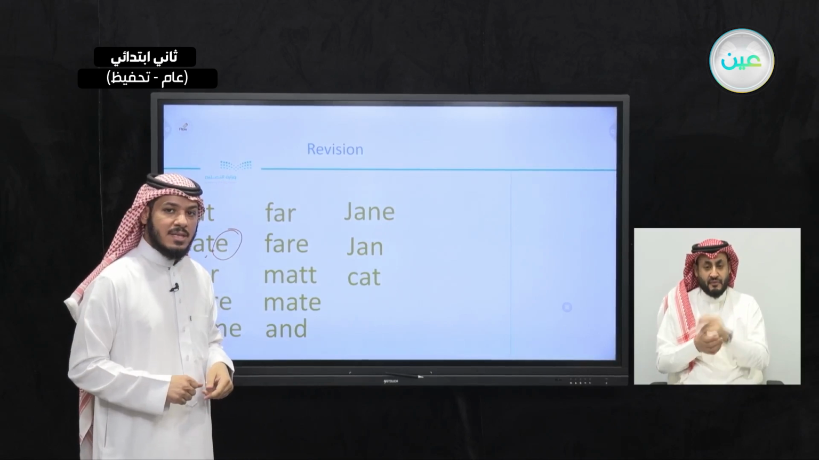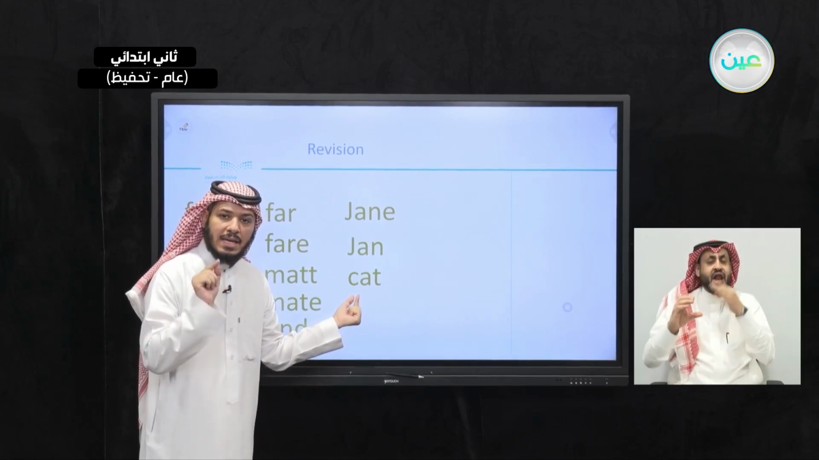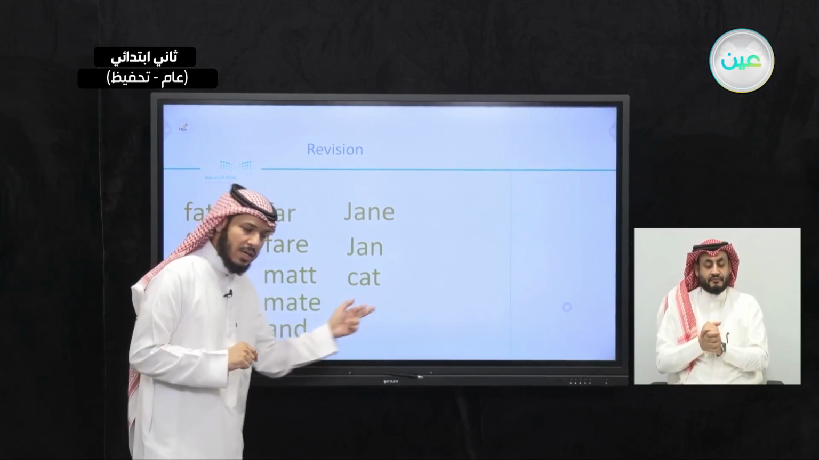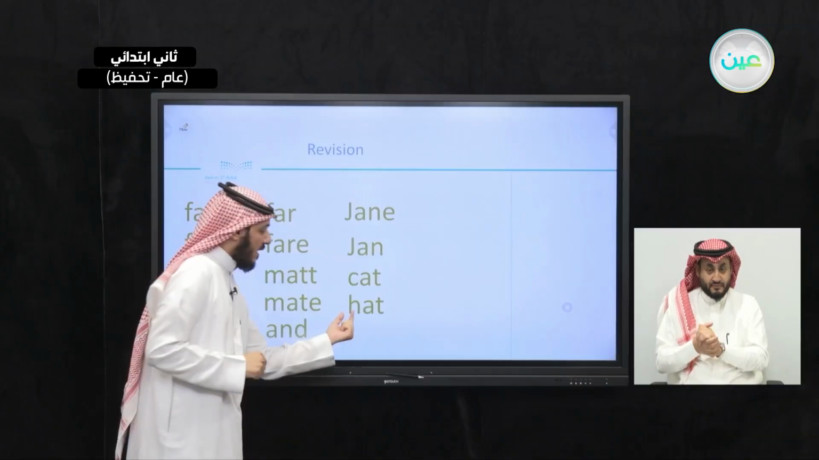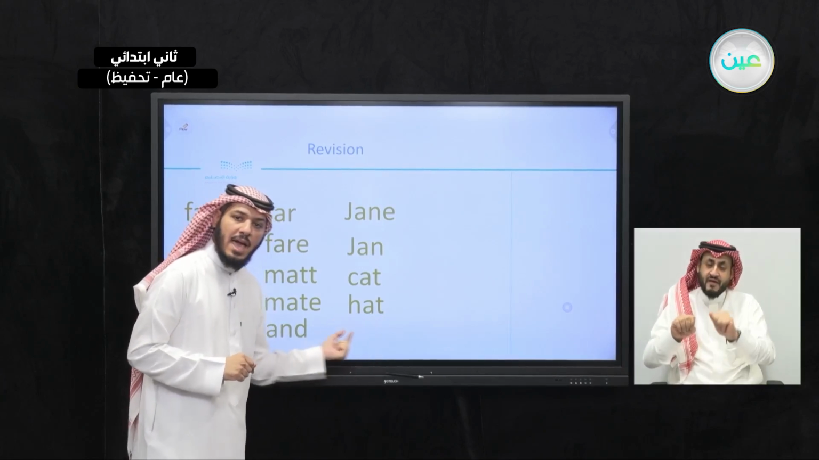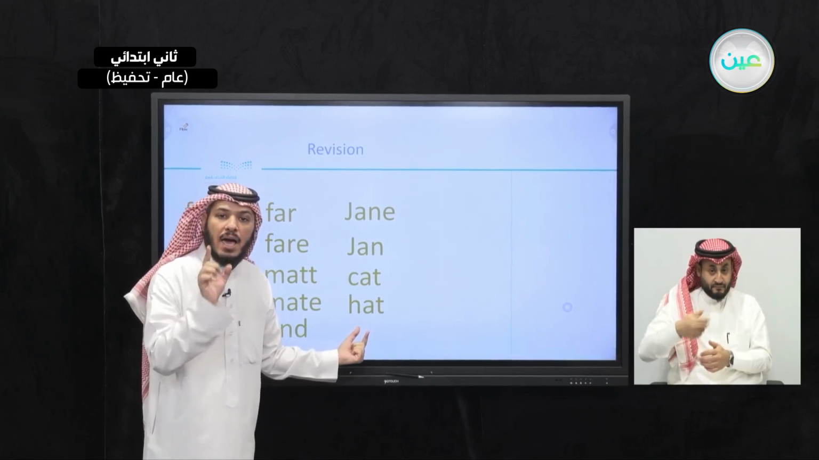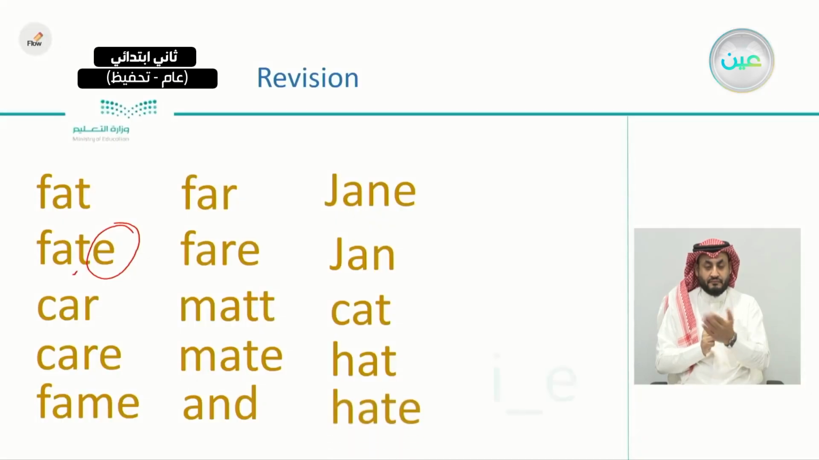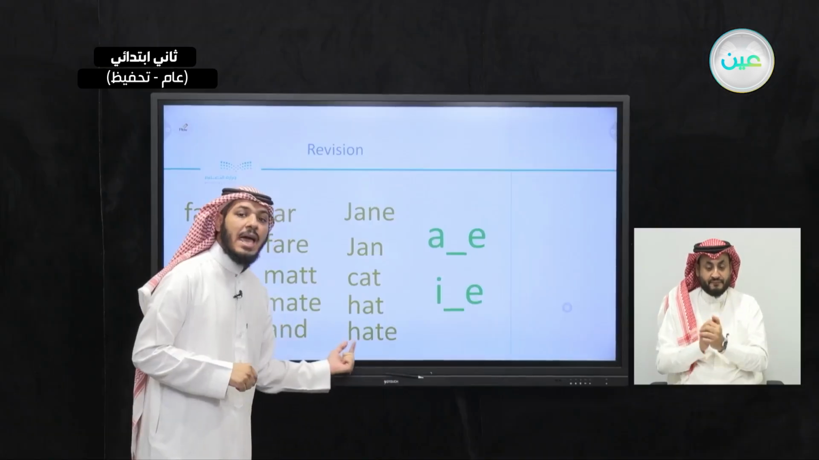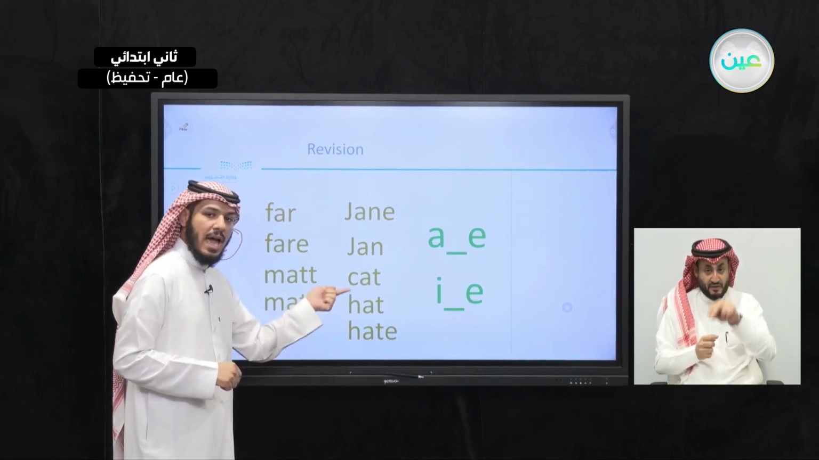Yes, it's cat. Perfect, cat. So the letter C we pronounce as K. Cat. Perfect. Okay. What about this? Yes, it's hat. Perfect. Hat. So we have H, but we pronounce as ha. Okay. What about this? There is an E here, so it is hate.